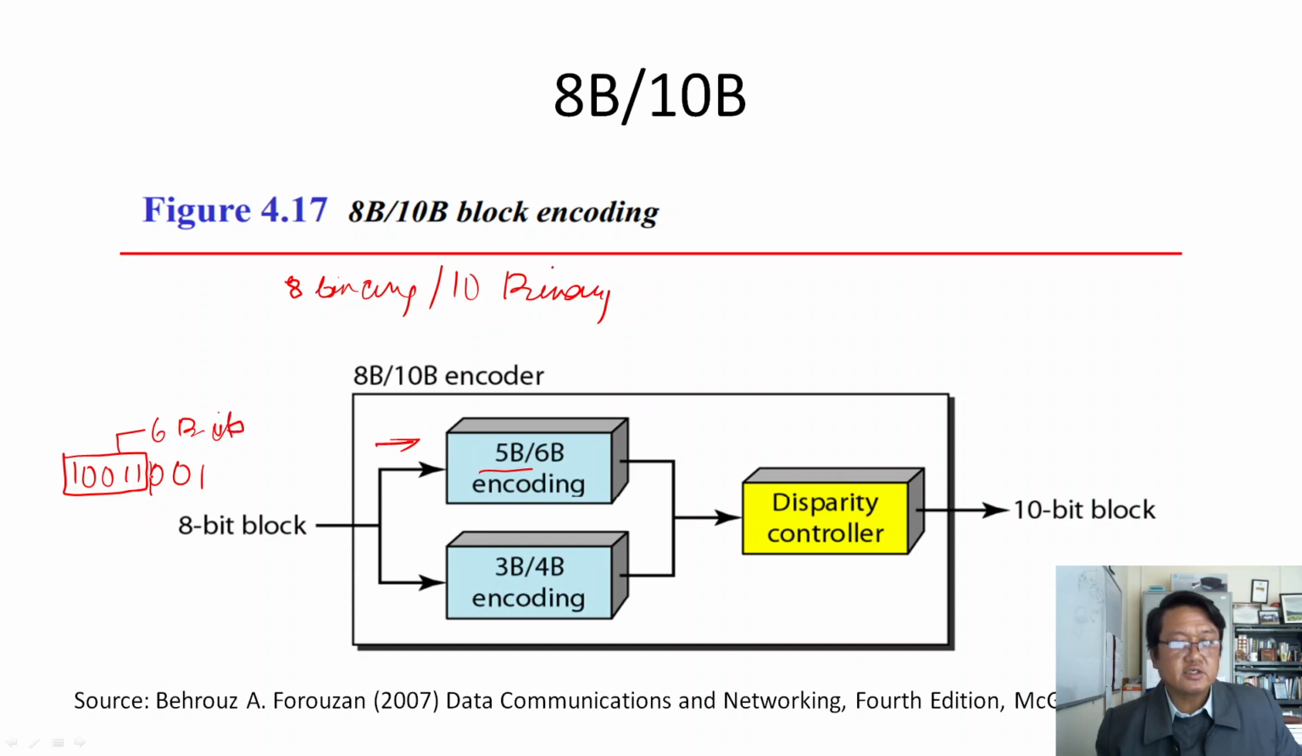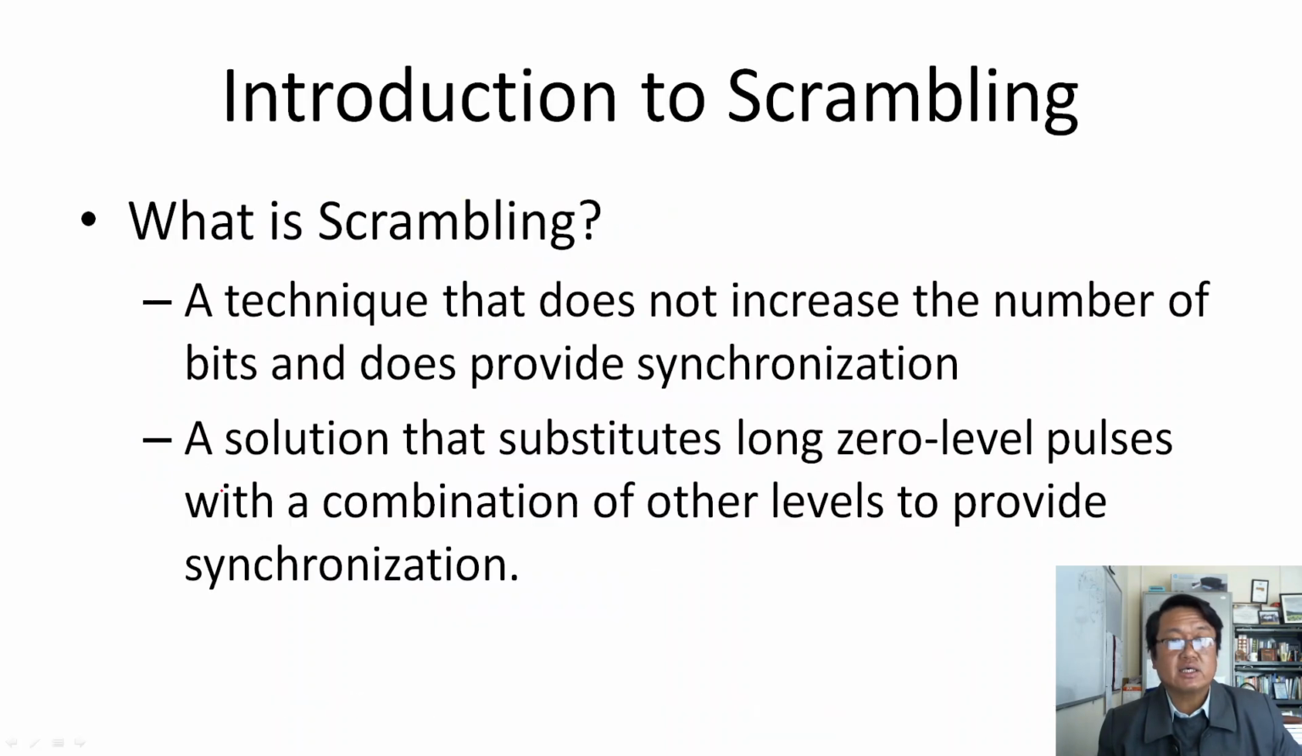Then the remaining 3 bits will be encoded into 4 bits. Okay, so we have these two combinations, and ultimately that is being transmitted. Now these are examples of block coding. Now let us come to scrambling.